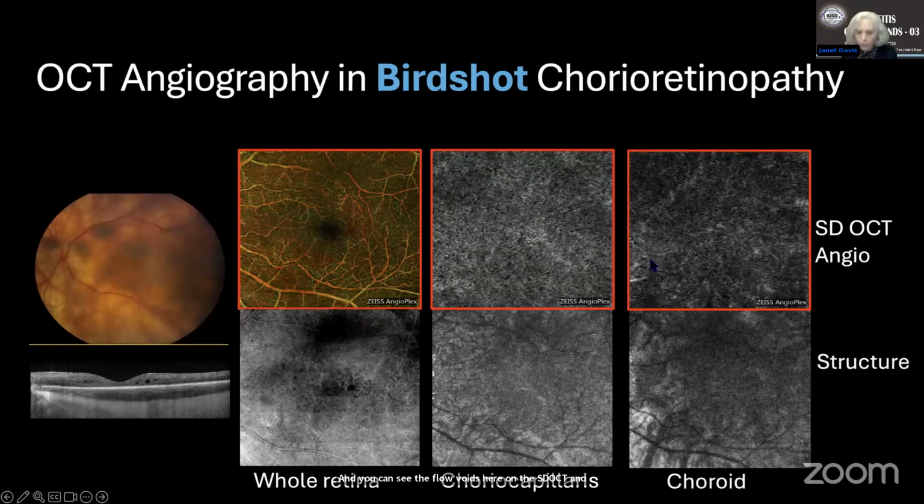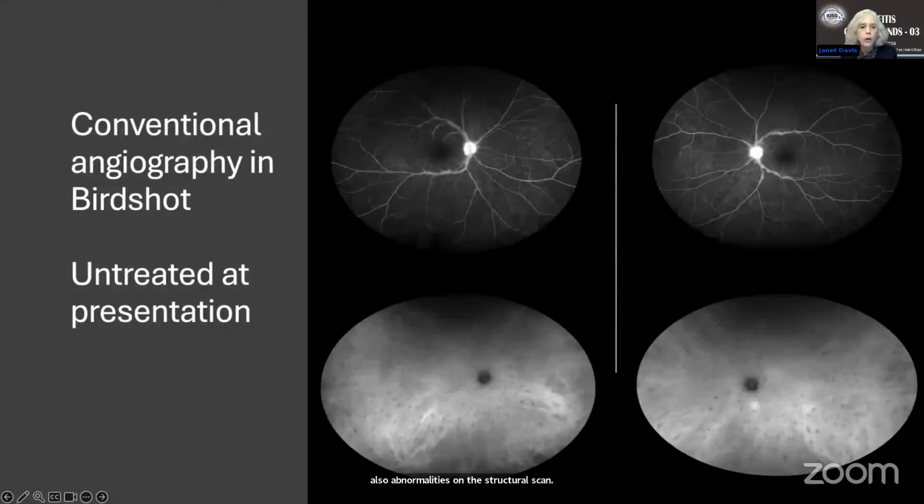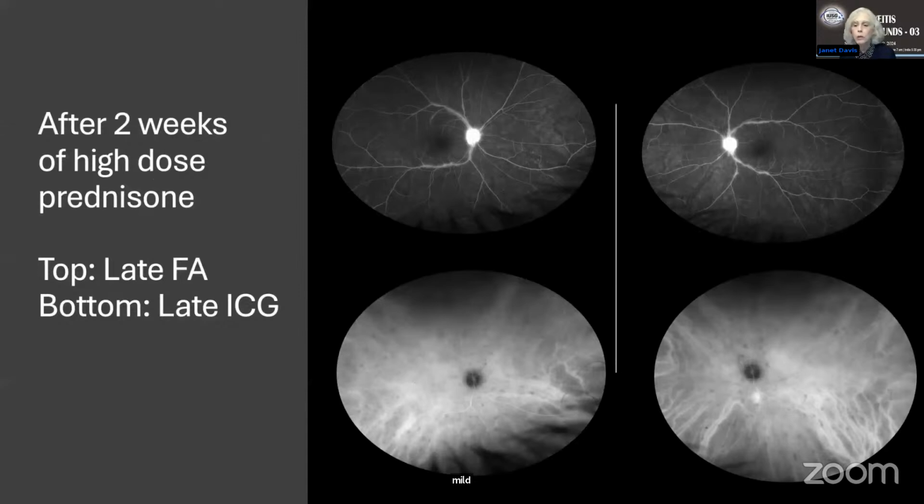And you see the same type of abnormalities in the choroid. So conventional angiography in birdshot is as follows, and this was shown to you by Dr. Pandey. She was untreated at presentation, relatively mild presentation. Sort of by accident, we got another angiogram 2 weeks later after she was on 60 milligrams of prednisone. This is a later stage of the angiogram, so it looks a little bit worse.